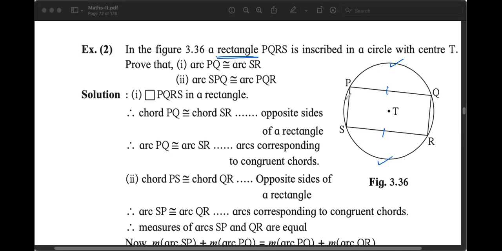Similarly, we can say that this arc is congruent to this arc because this side is congruent to this side. अब SPQ को ले लें, माने go once ये this part and this part, and compare it with this part and this part. Again, they will also be congruent because individual parts are congruent. And that is the proof. So circle and rectangle in this question.